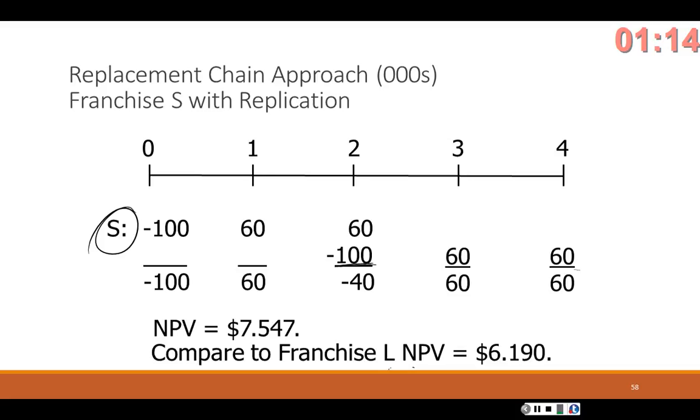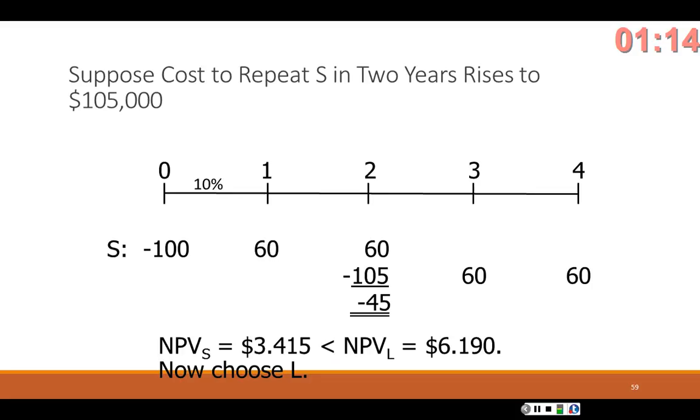This may not be completely accurate because the cost may rise. So here let's do the example again. But let's assume that the cost of the second time that you repeat the project is going to rise $5,000. So instead of costing $100,000, it's going to cost $105,000, but the returns are going to stay the same.